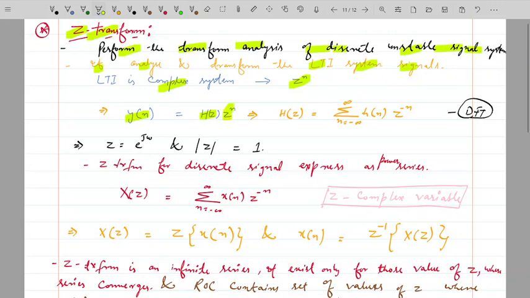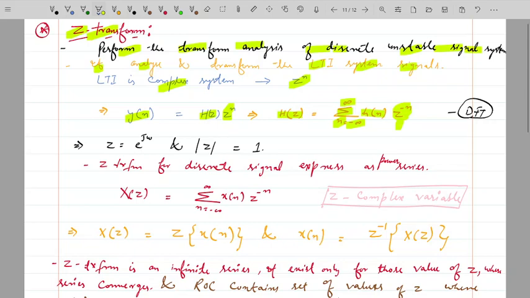Here, if we want to find H of z, it will be equal to the summation over n from negative infinity to positive infinity of h of n multiplied by the complex variable z raised to the power minus n. Basically, z to the power n has real and imaginary component values. If we solve this summation, it behaves like a discrete Fourier transform.